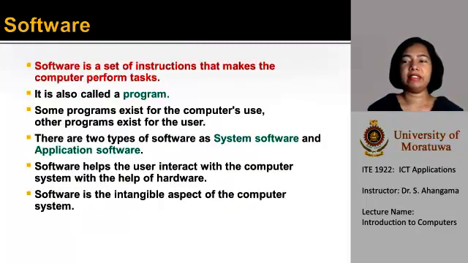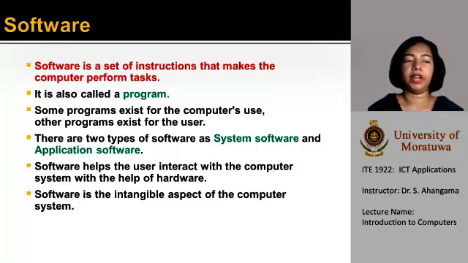Software. Software is a set of instructions that makes the computer perform tasks. In other words, software tells the computer what to do. We can call software programs. Some programs exist for the computer's use. Other programs exist for the user. Software helps the user interact with the computer system with the help of hardware. Software, as you can imagine, is the intangible aspect of the computer system.